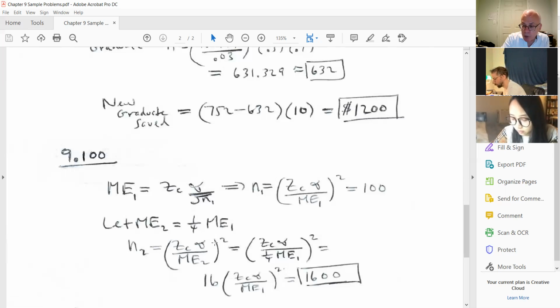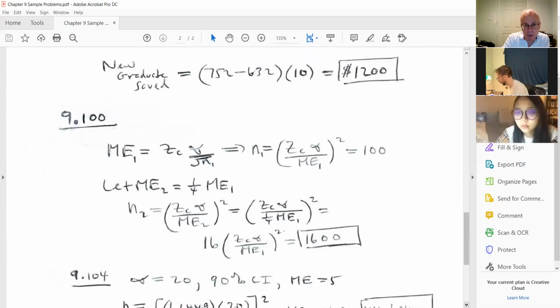The numerator remains the same. There's no difference in the numerator. Now, since ME2, the margin of error in the second case, is 1/4 the margin of error in the first case, I replace ME2 with 1/4 ME1. Is the algebra okay so far? Yes? I'm just showing you the algebra in case Rose would rather use algebra instead of doing it in her head.